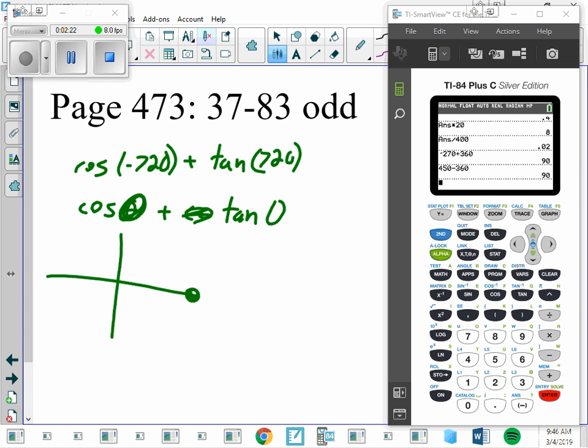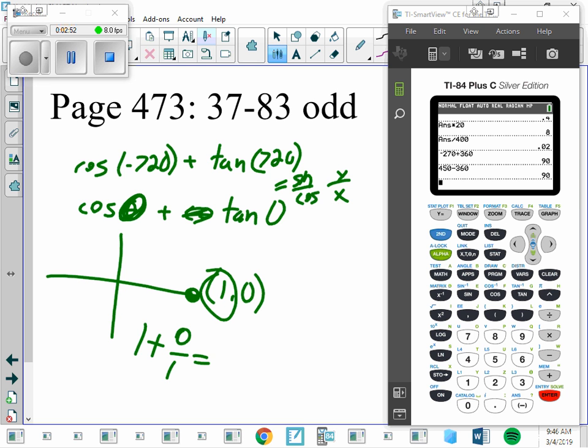Right. So at 0 degrees, I have 1 comma 0. Cosine is going to be the x value, 1, plus, how do you do tangent? Well, tangent is equivalent to sine over cosine, which translates into y over x. So it's 1 plus 0 over 1, which is 1. Does everybody understand this?